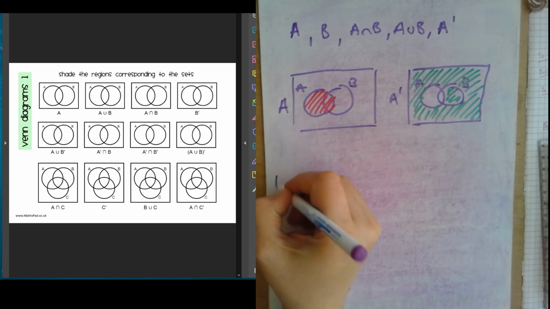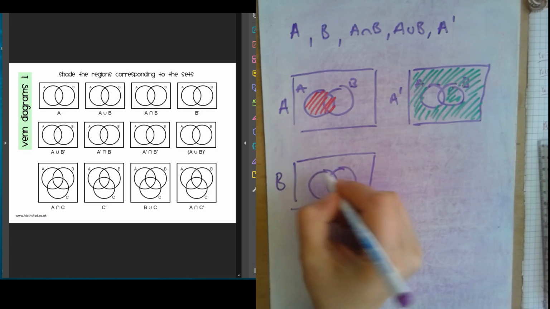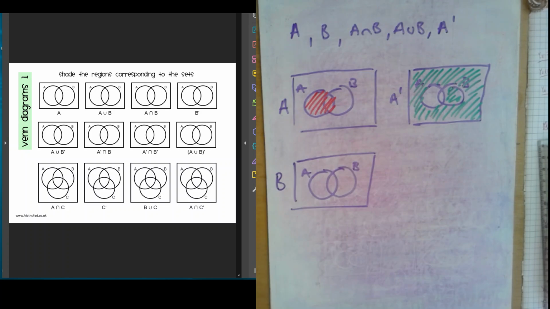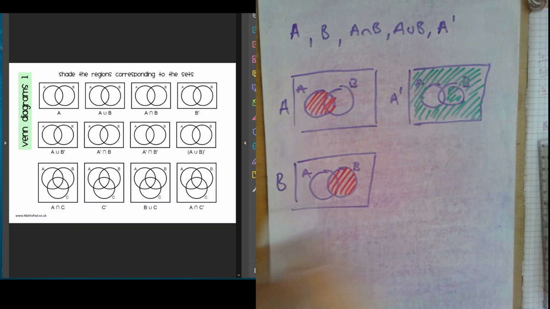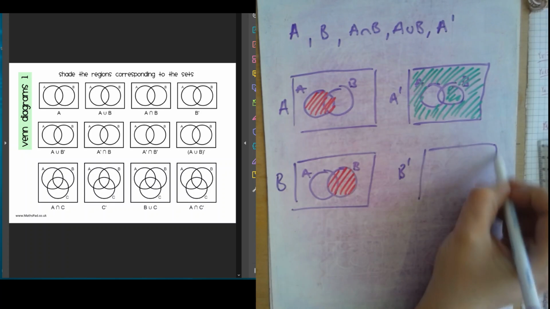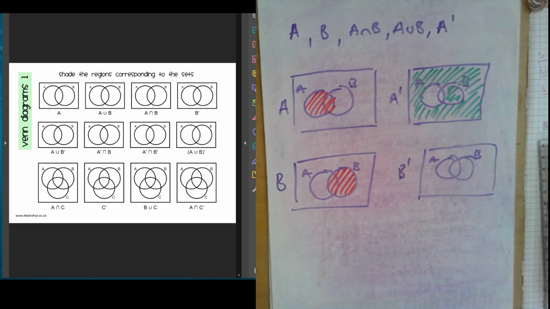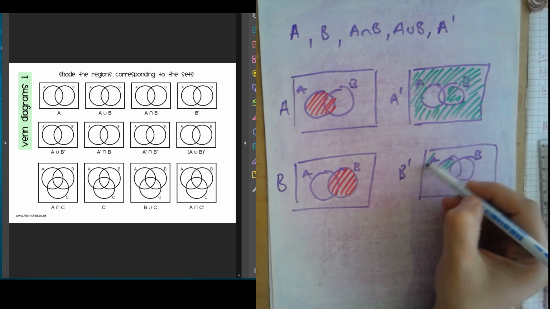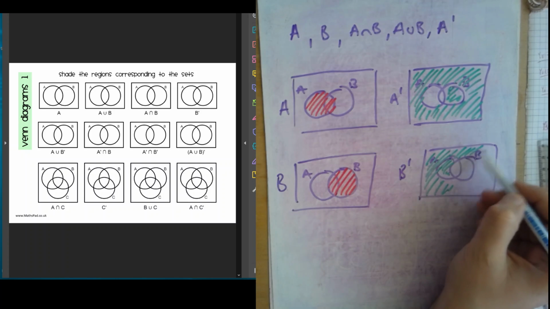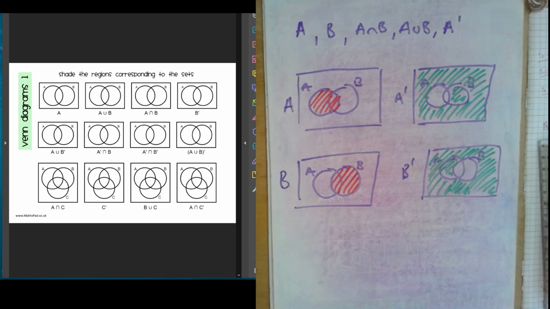You would have the same thing for B. So what is B? B is this one. But now you're going to say, well, what is the complement of B? Well, the complement of B is everything but that. So I don't want to colour inside that circle, but I will colour in everything outside that circle. Hopefully that makes sense.